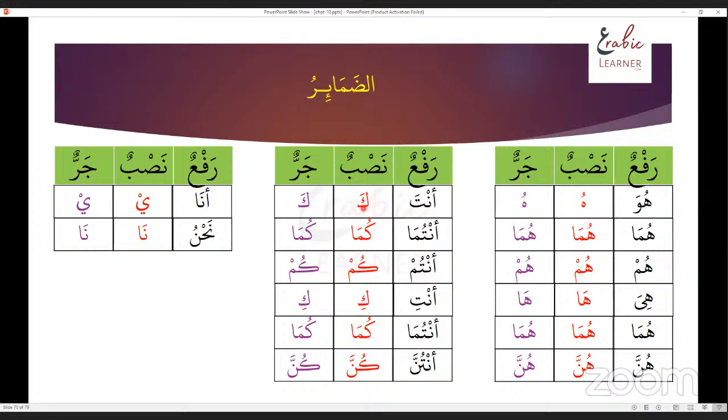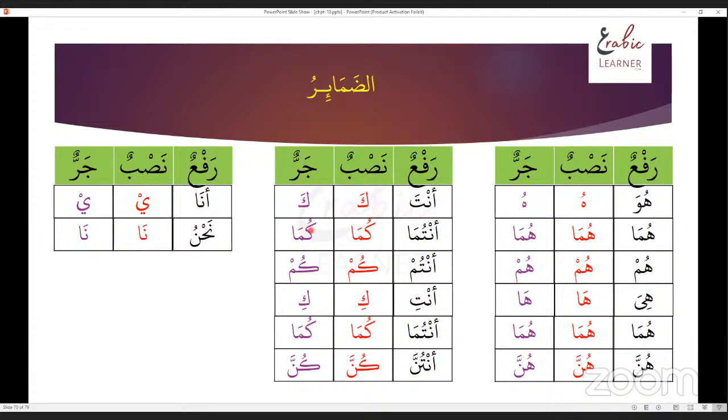When a damir attaches to the ism, you get mudaf ilay. Damir is mudaf ilay, and mudaf ilay is always majroor. So in that case, it becomes majroor. In the same way, when the damir attaches to the harfu jar, then it becomes ism majroor. Again, that becomes harfu jar. It becomes ism majroor.